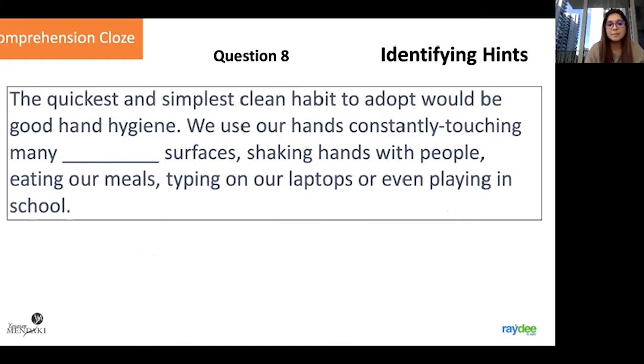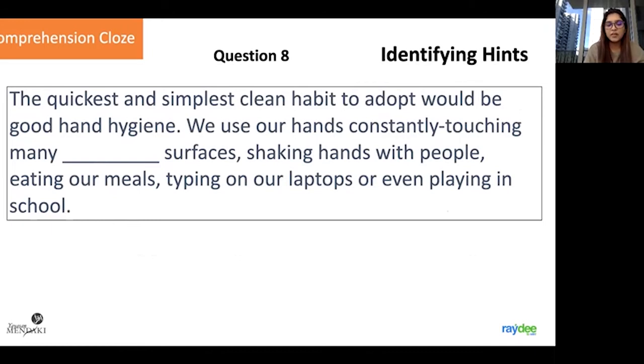The quickest and simplest clean habit to adopt would be good hand hygiene. We use our hands constantly, touching many what surfaces, shaking hands with people, eating our meals, typing on our laptops, or even playing in school.